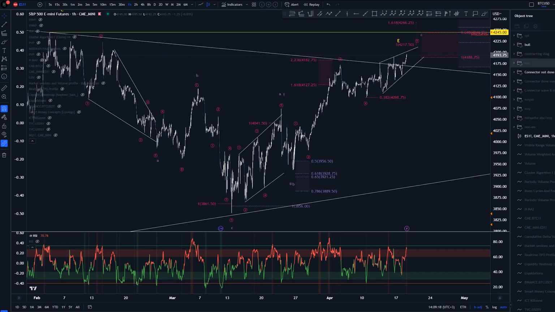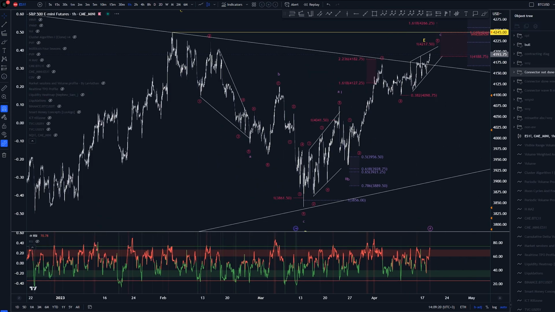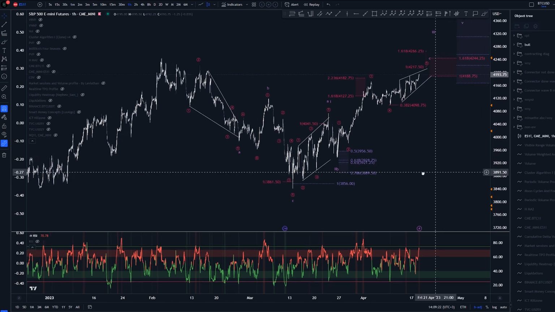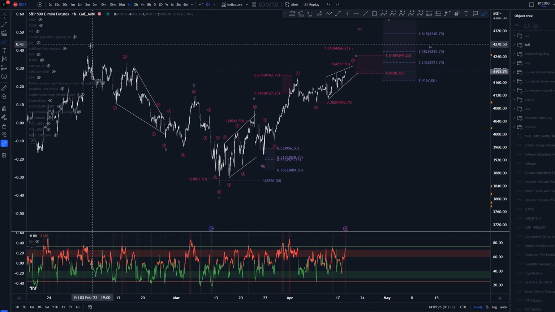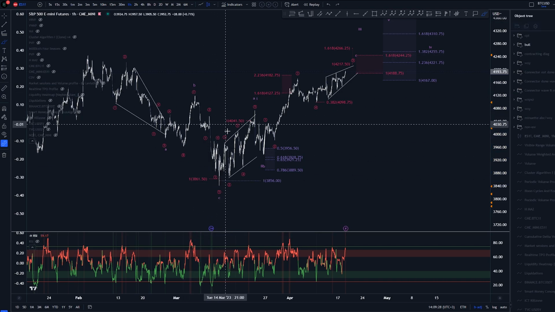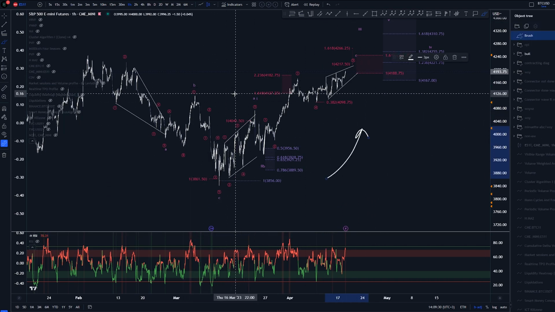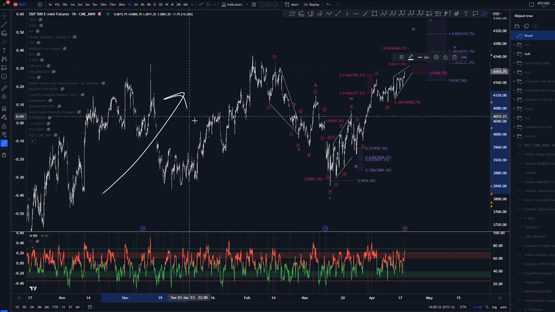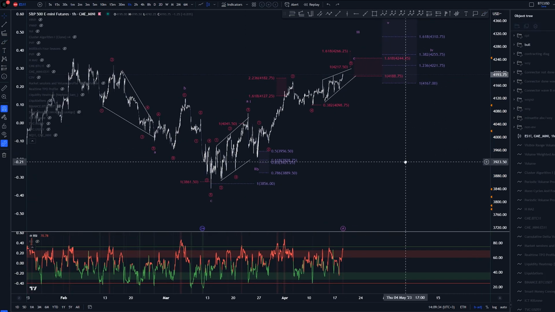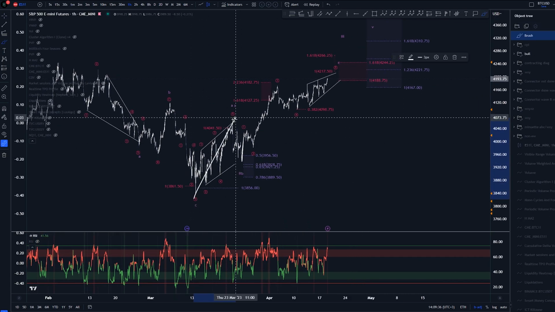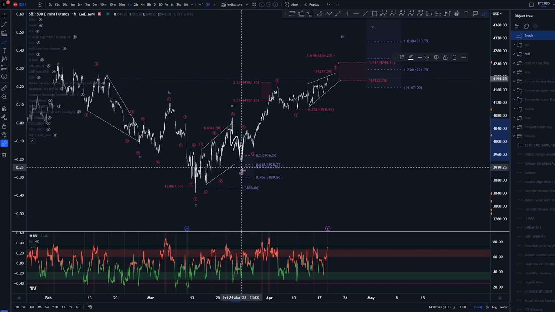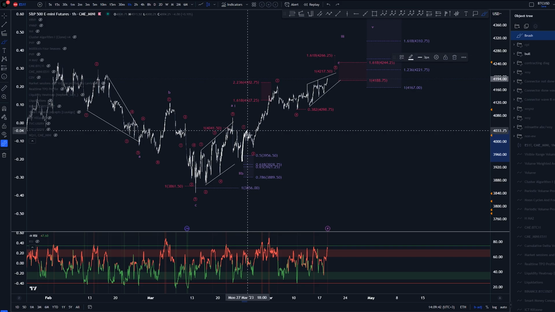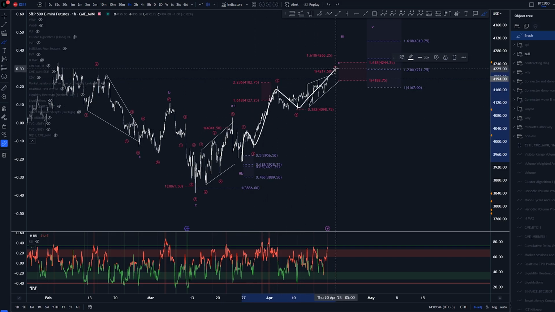Now the bull count here that we've been tracking for the triangle has been this, where we had an ABC hitting the 1-to-1 extension of the wave A for that C wave, and then we were looking for a continuation of up based on the previous legs up over here. So in this one again, we would have this as an expanding leading diagonal into wave A or wave 1, through a pullback into wave 2 or B, and then again 1, 2, 3, 4, and then looking for 5th.